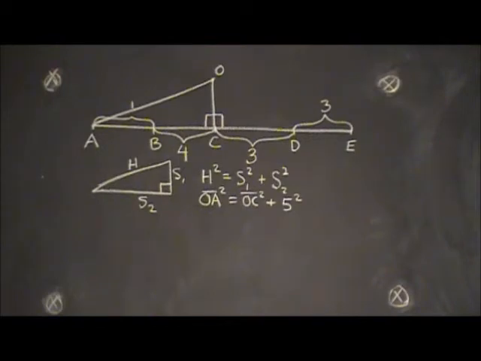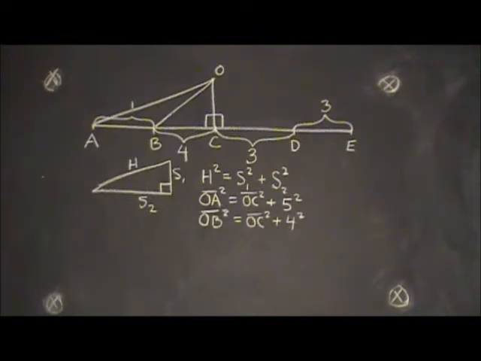Since the length of line segment AC is equal to the length of line segments AB plus the length of line segment BC, it's equal to 5. 1 plus 4 is 5. So the length of line segment OA squared is equal to the length of line segment OC squared plus 5 squared. Since line segment OB forms right triangle OBC, we can use the Pythagorean theorem again.